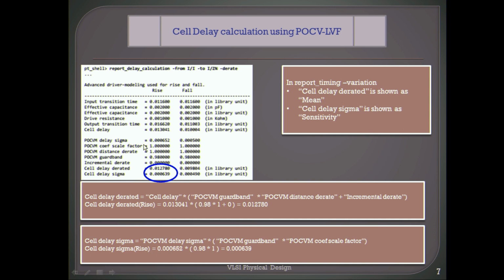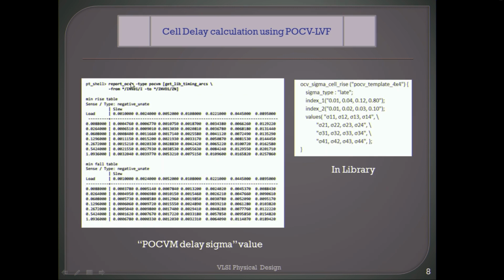So if you want to know how this delay sigma is calculated, you can use the report OCVM command for a particular timing arc. It will display the tables. In the tables we will have input slew and the output load, and the values are nothing but POCV delay tables. In the library it looks like this. Index 1 is input slew, index 2 is the output load, and the values are POCV delays.